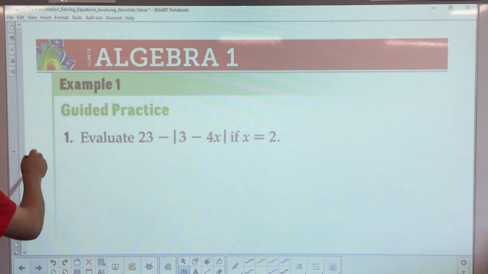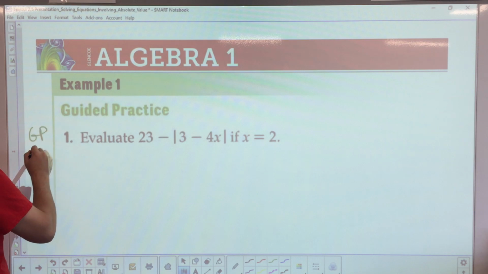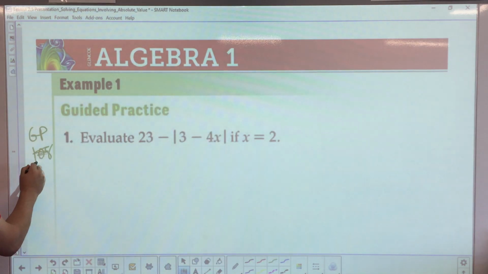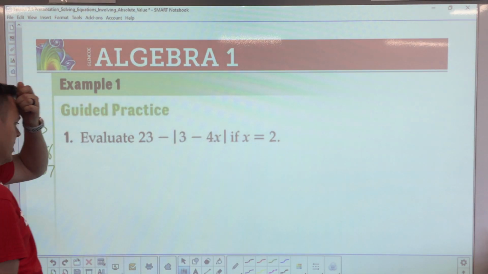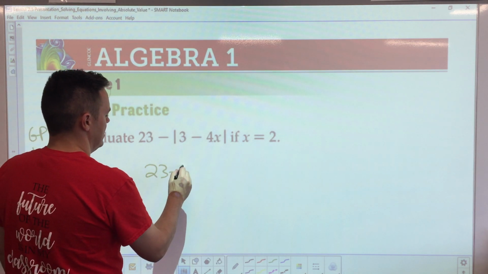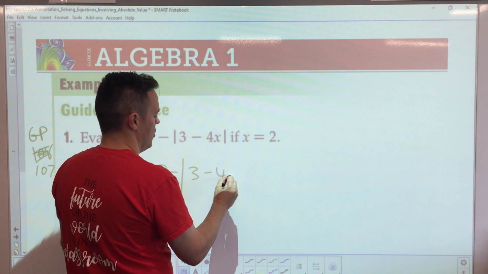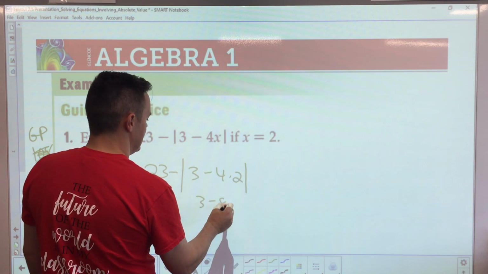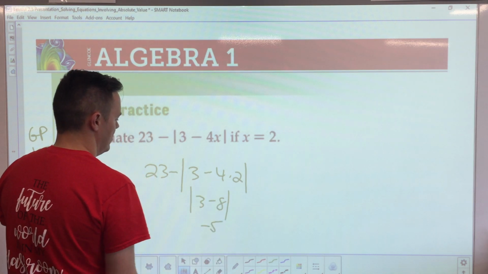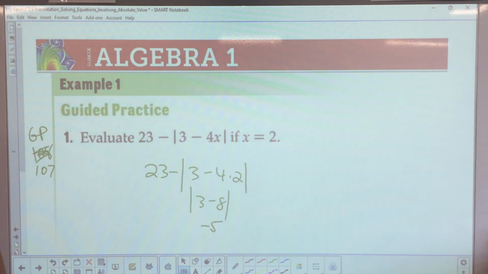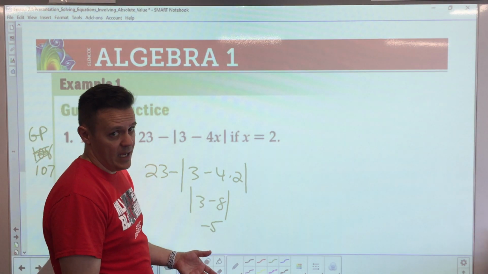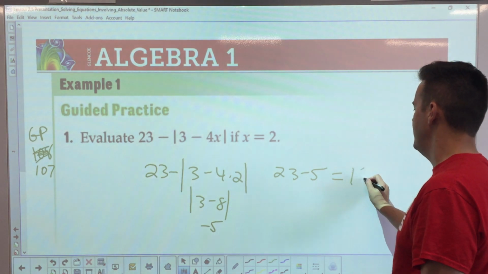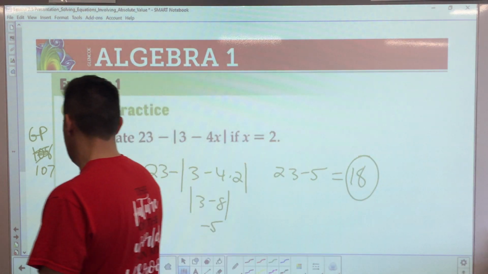Now the guided practice, because you don't have this label, make sure you put the GP, and it's still on 107. Evaluate it, plug in 2. So it's 23 minus the absolute value of 3 minus 4 times 2, okay? We know that is 8. So it's 3 minus 8, the absolute value, which is negative 5. So the absolute value of negative 5 is going to be 5. So it's going to be 23 minus 5, and that's going to turn out to be 18, okay? Hopefully that's the answer you got.